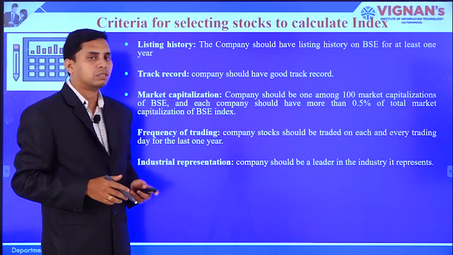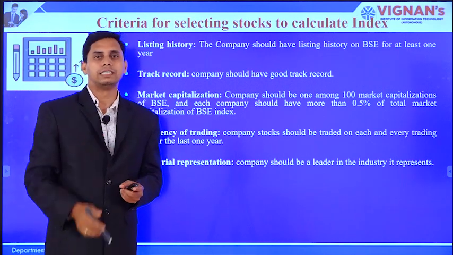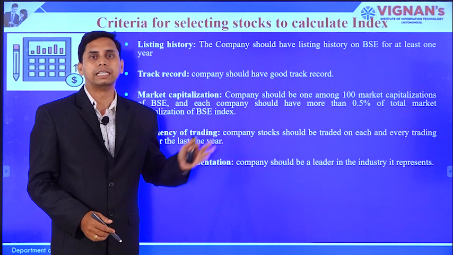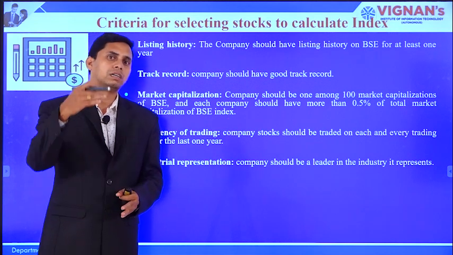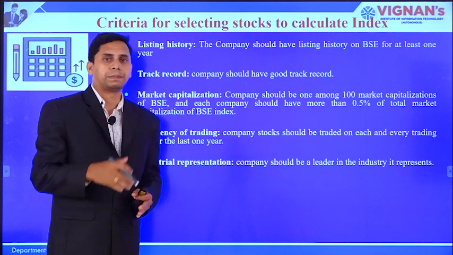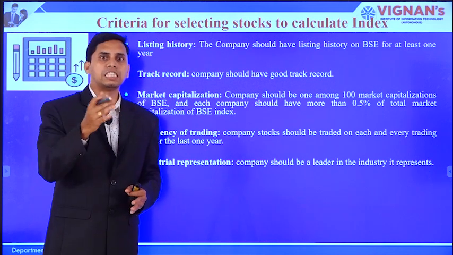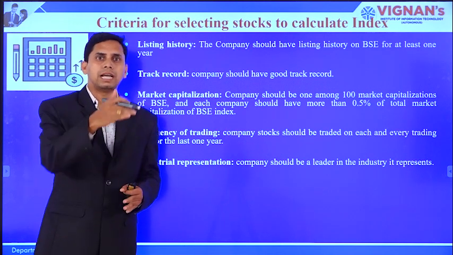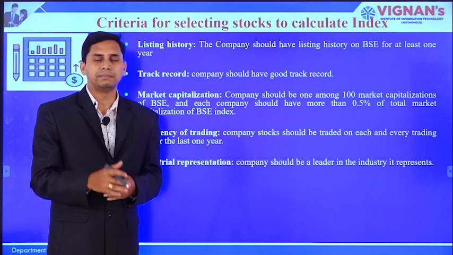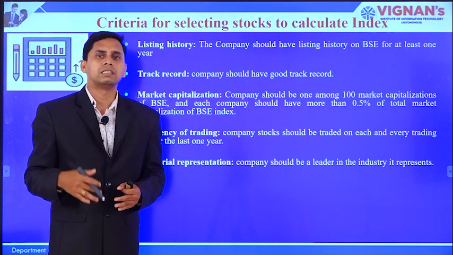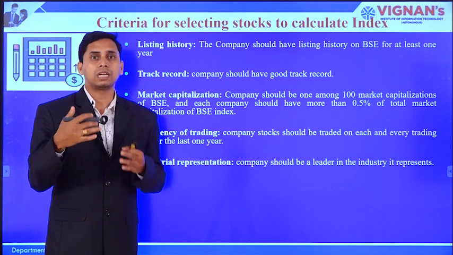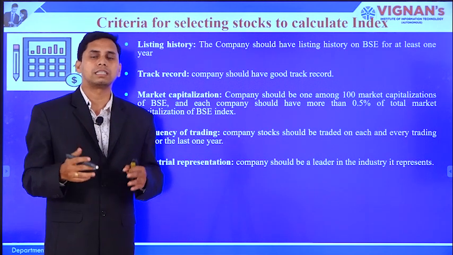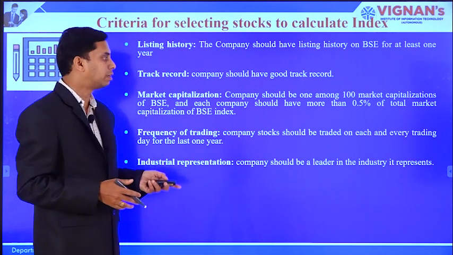Industrial representation. It should be the leader in the industry. Then it will be qualified for calculating the index value. Let's say consider banking. In public sector banking, the SBI is the top performer, we can say. And also in private sector banking, we can say ICICI Bank is the top performer. In the same way, in various industries, there are top performers. So these top performers in these industries is another criterion for being included in the calculation of index value.